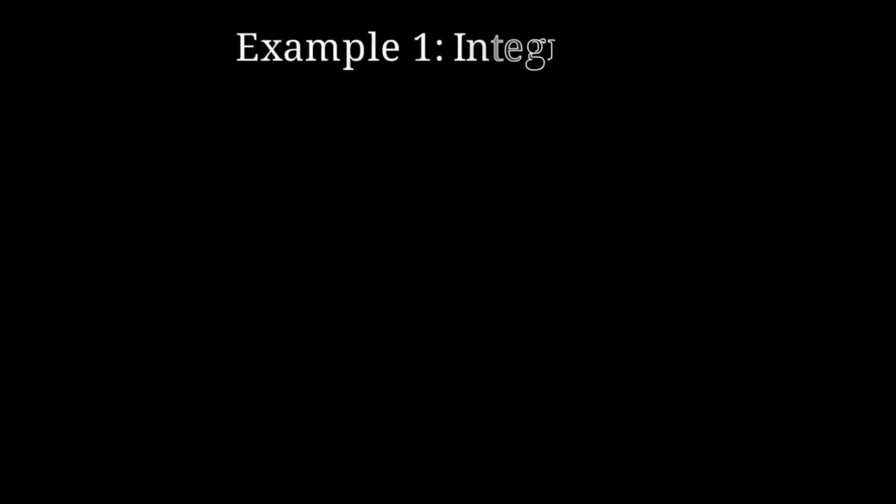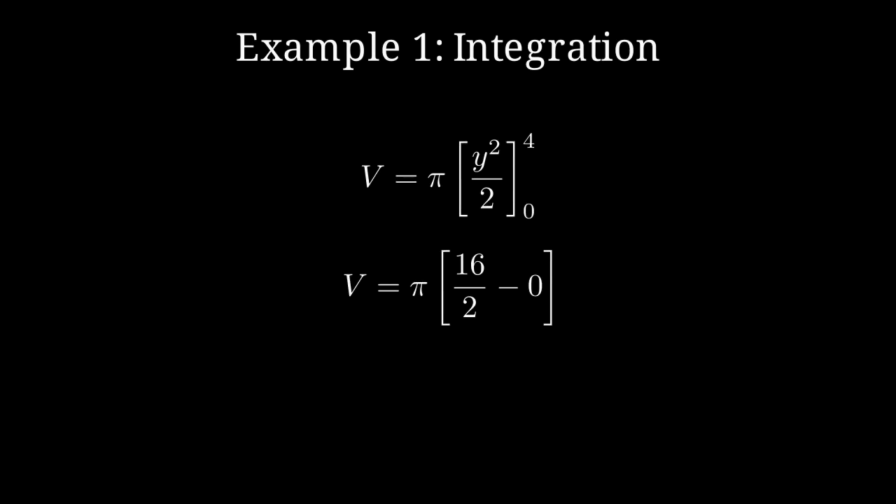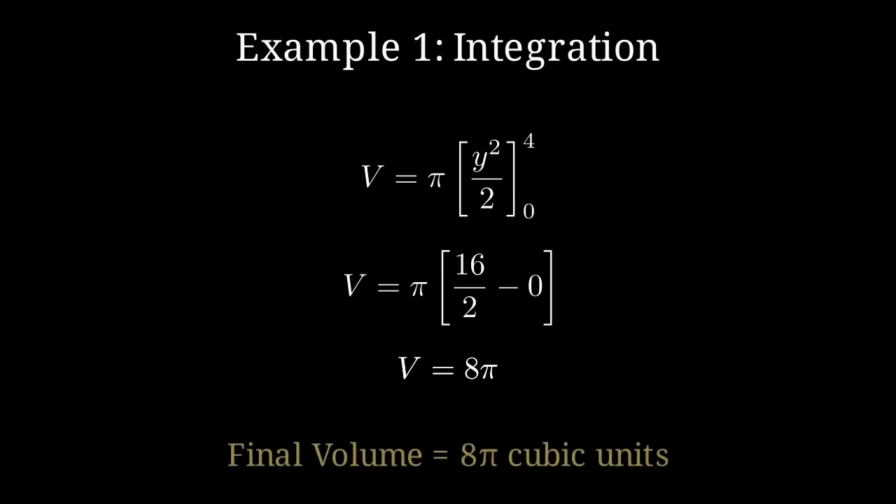Now we integrate y with respect to y, which gives us y squared over 2. Evaluating this from 0 to 4, we plug in 4 to get 16 over 2, which is 8. Subtracting the lower bound of 0 leaves us with 8. Don't forget the pi we kept outside. The final volume is 8 pi cubic units.